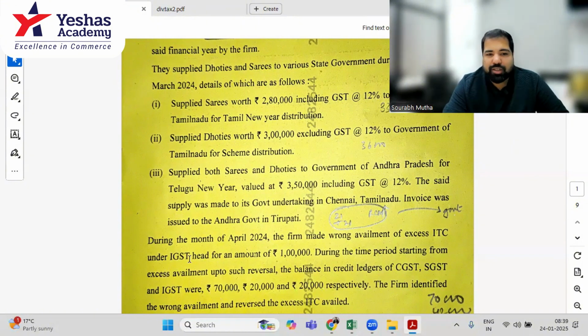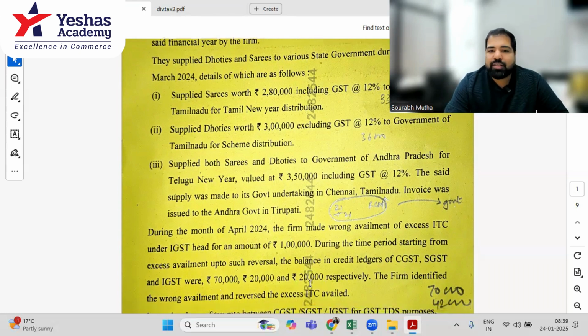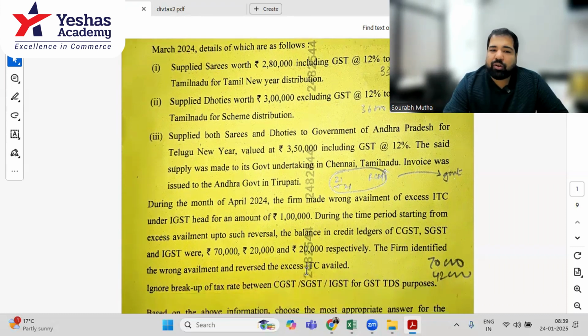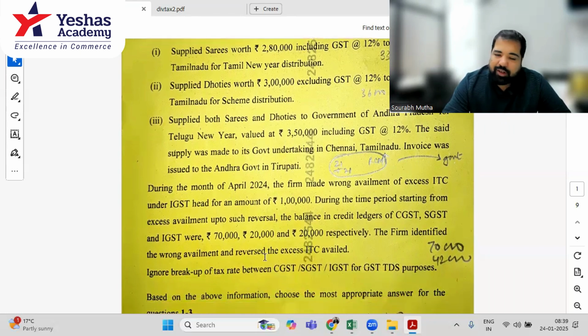So let's look at IGST. How much did you excess avail? 1 lakh, when you already had 20,000 in the IGST credit. So basically, excess availment was 80,000, on which they will charge you interest. The firm identified the wrong availment and reversed the excess ITC avail. So the excess ITC avail is technically only 80,000.